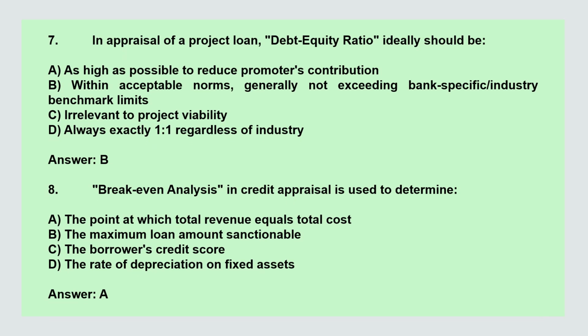In appraisal of a project loan, the debt-equity ratio ideally should be. Answer B. Within acceptable norms, generally not exceeding bank-specific industry benchmark limits. Break-even analysis in credit appraisal is used to determine. Answer A. The point at which total revenue equals total cost.